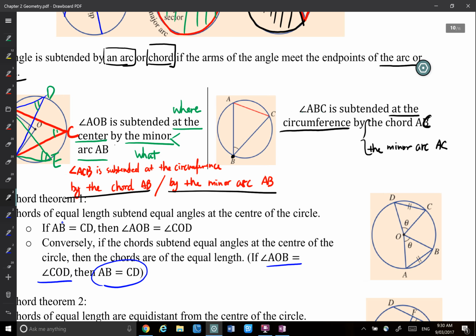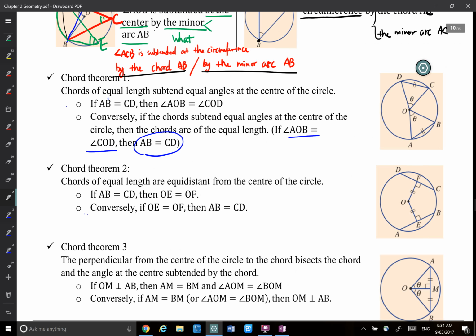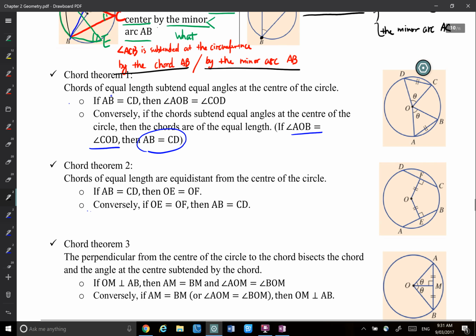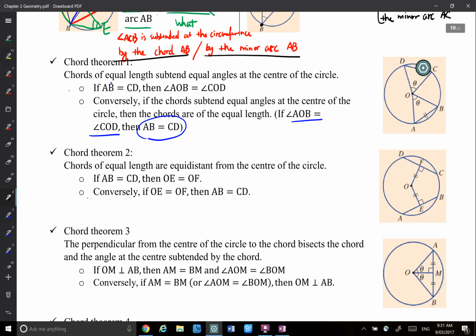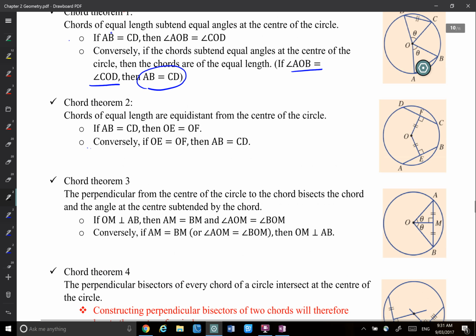And then we talk about the theorems. Okay, we have chord theorem 1. If we have two equal lengths of the chord, then the angle subtended at the center will be the same. Okay, the same chord will subtend the same angle at the center. We have proof on that. And now, conversely, if we have two angles which are subtended by two chords, and the two angles are equal, which means the two chords must be the same. Okay, it's the converse part, and we have proof on those two.